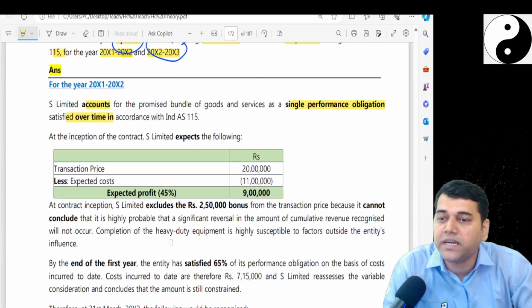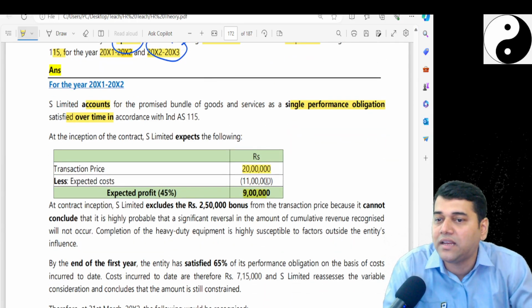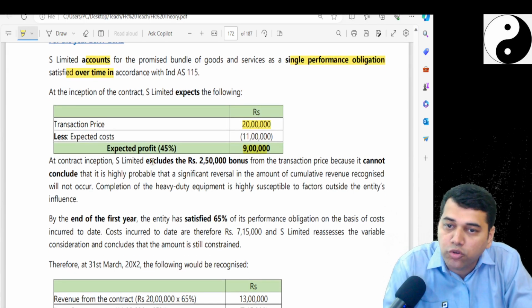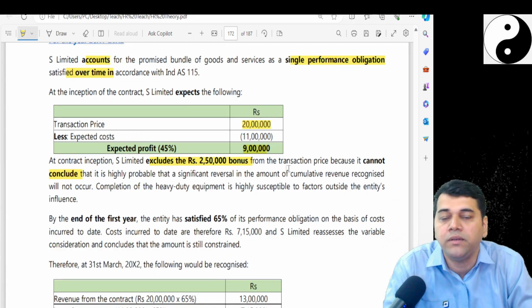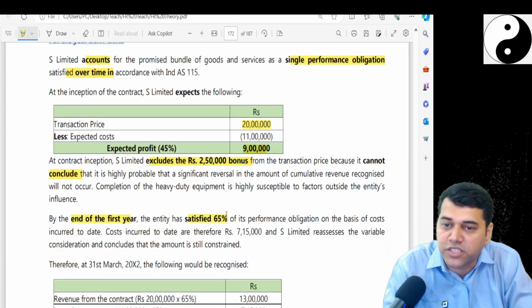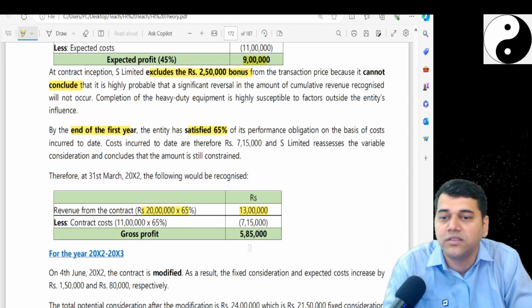Now, how much profit do you expect? 20 lakhs minus 11 lakhs, 9 lakhs, and you excluded 2 lakh 50 because you cannot conclude that no reversal is going to happen. And at the end of the year, some 65% is completed. You recognize 65% of this as the gross profit.